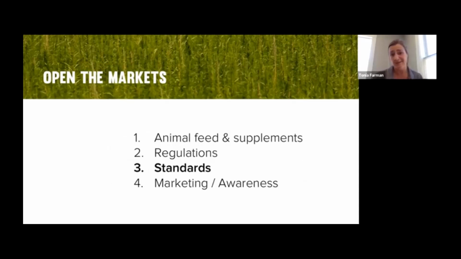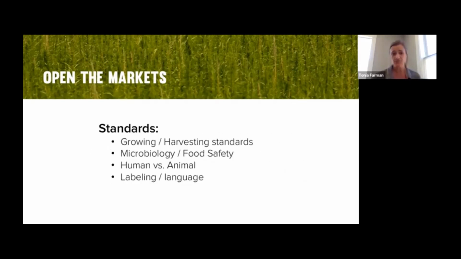Another piece to opening markets is standards. So growing and harvesting standards right now, it's kind of the Wild West. There are farmers that are trying to grow hemp like wheat, or whatever they grew before, and it is a different beast. The other thing is storage and on-farm infrastructure.